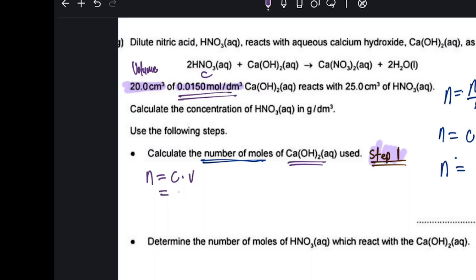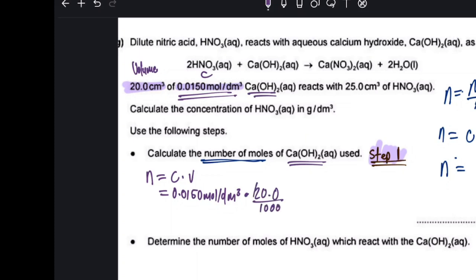This one in moles per dm cubed, 0.0150 moles per dm cubed. Because that's for calcium hydroxide, the one we are dealing with here. Multiplied by the volume. Volume is 20.0 cubic centimeters. You divide it by 1,000.